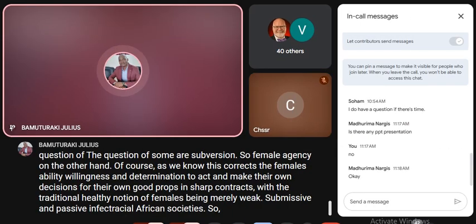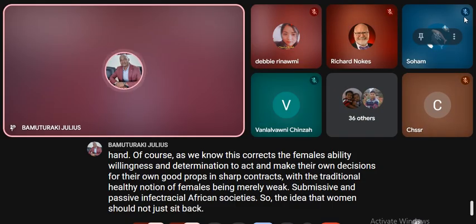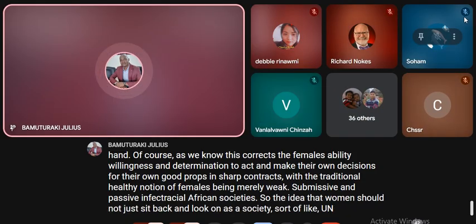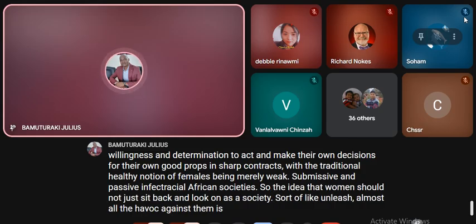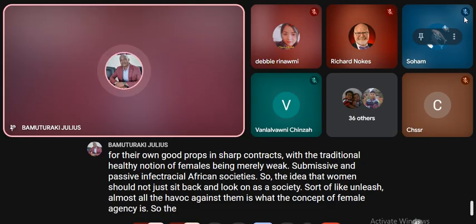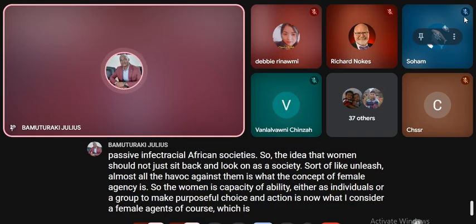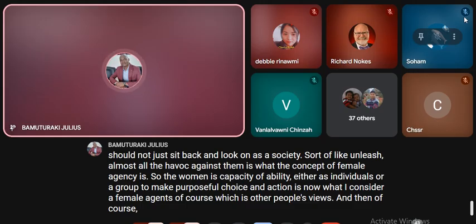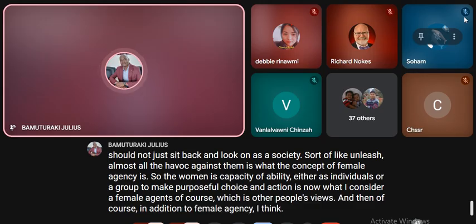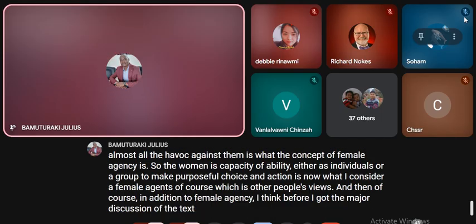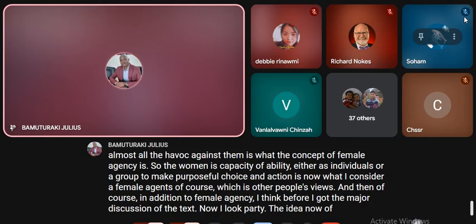So the idea that women should not just sit back and look on as society unleashes almost all the havoc against them is what the concept of female agency is. So women's capacity or ability, either as individuals or a group, to make purposeful choice and action is what I consider female agency, which is other people's views. And then, in addition to female agency, before I go to the major discussion of the text, I look at the idea of subversion.